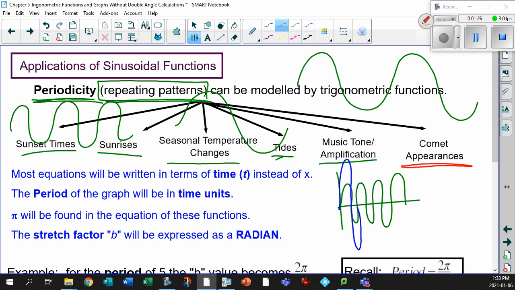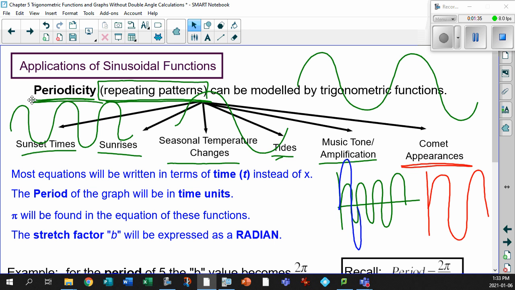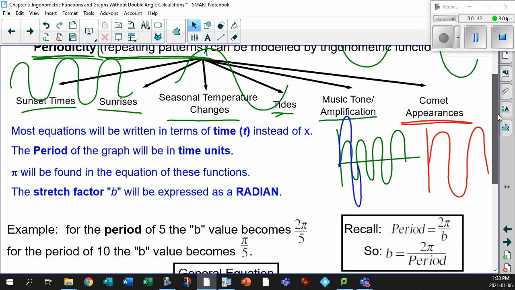Same with comet appearances. The comet shows up, then it disappears, and then it comes back, and so on and so forth. How do you think they figured out when comets return, like Halley's Comet? It's all based on a sinusoidal function. Is there any other important stuff we need to know?